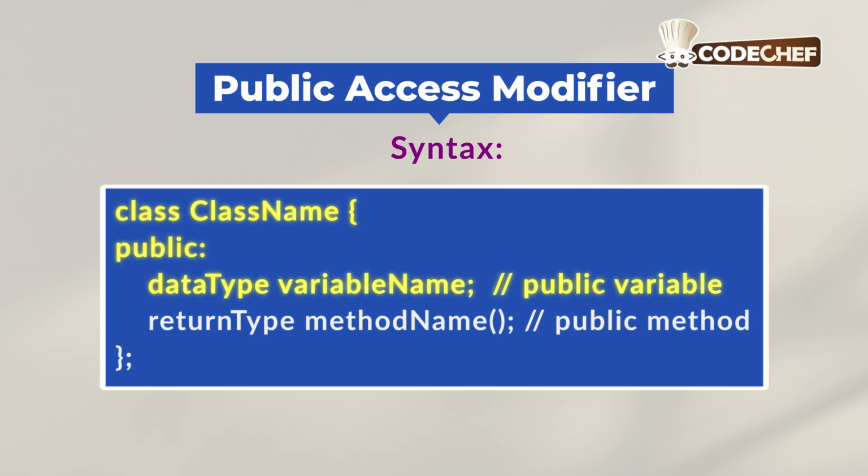Then we can add data members and member functions to the class by writing data type and variable name semicolon, and for methods we can write return type, then method name, brackets and semicolon, curly brace close for the class and semicolon. So this is one of the most basic forms of a class which uses public access modifier in C++.